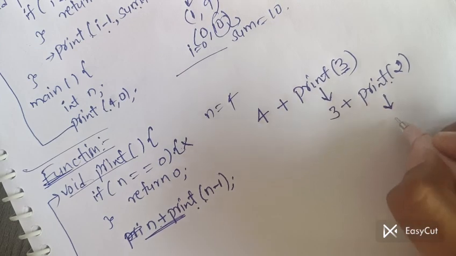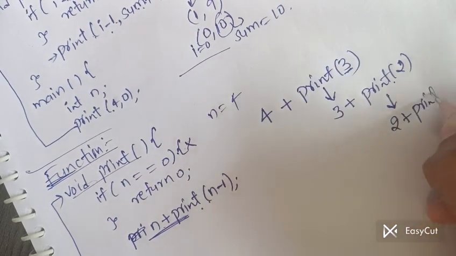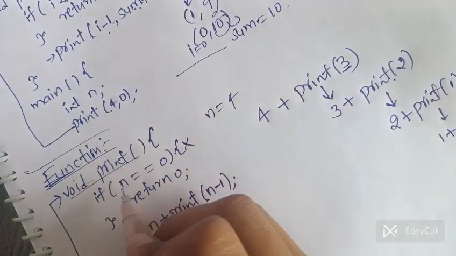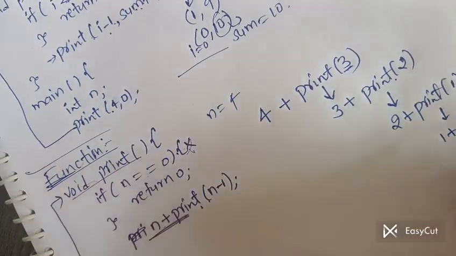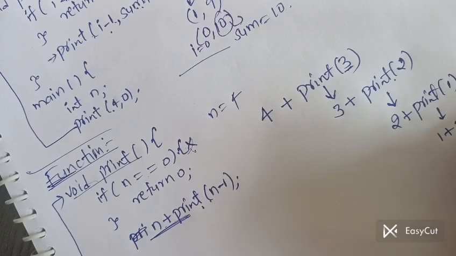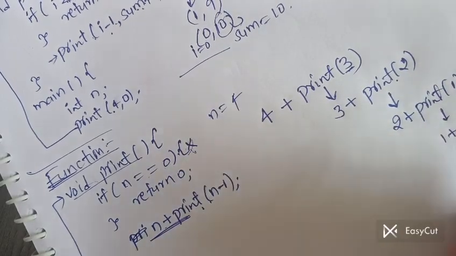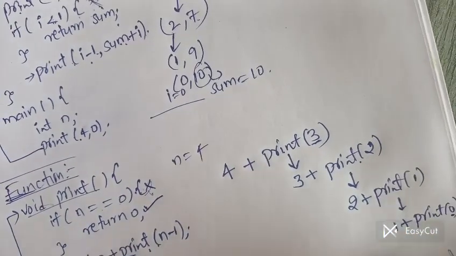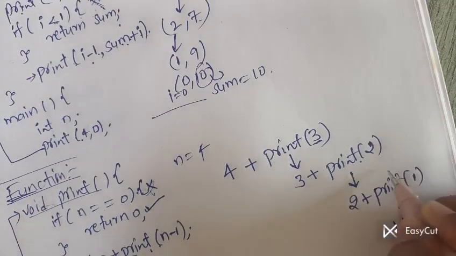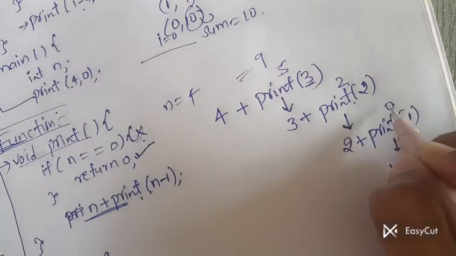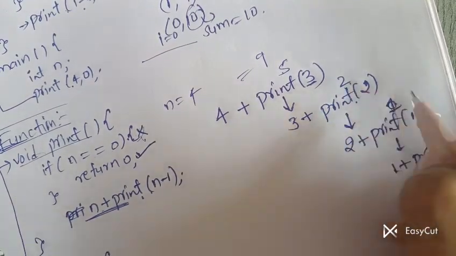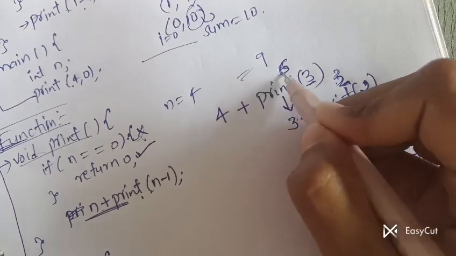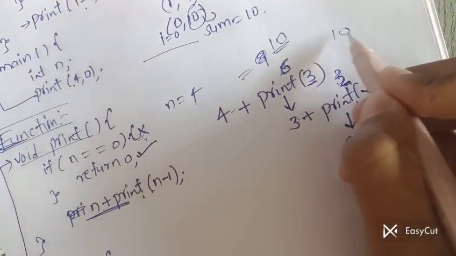Now this function will be called again, so again we write 2 plus print of 2 minus 1, which is 1. Again here it will be 1 plus print of 1 minus 1, which is 0. Now as the value of n is equal to 0, the if block will be executed and we return 0. So now we have 1 plus 0, which is 1, and 2 plus 1, this is 3, 3 plus 3, this is 6, 6 plus 4, this is 10. So the final answer is 10.